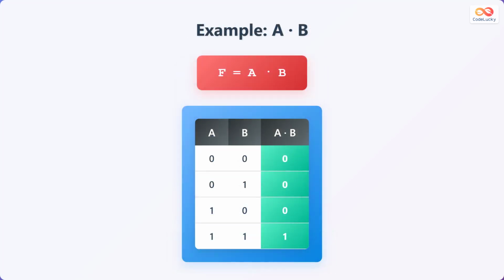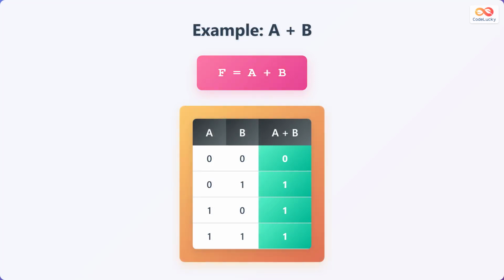Let's create a truth table for the simple AND expression f equals A and B, or f equals A dot B. The table includes columns for A, B, and the output A and B. When A is 0 and B is 0, A and B is 0. When A is 0 and B is 1, A and B is 0. When A is 1 and B is 0, A and B is 0. When A is 1 and B is 1, A and B is 1. Remember, with the AND operator, the output is only 1 when both inputs are 1.